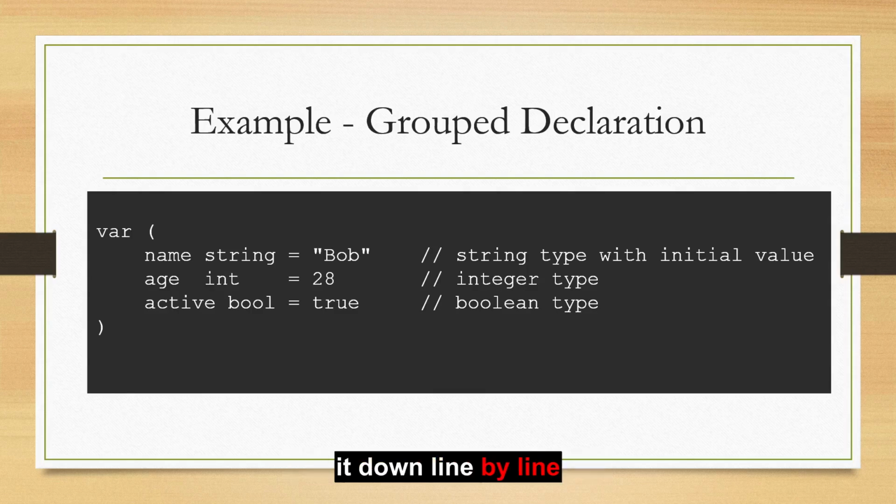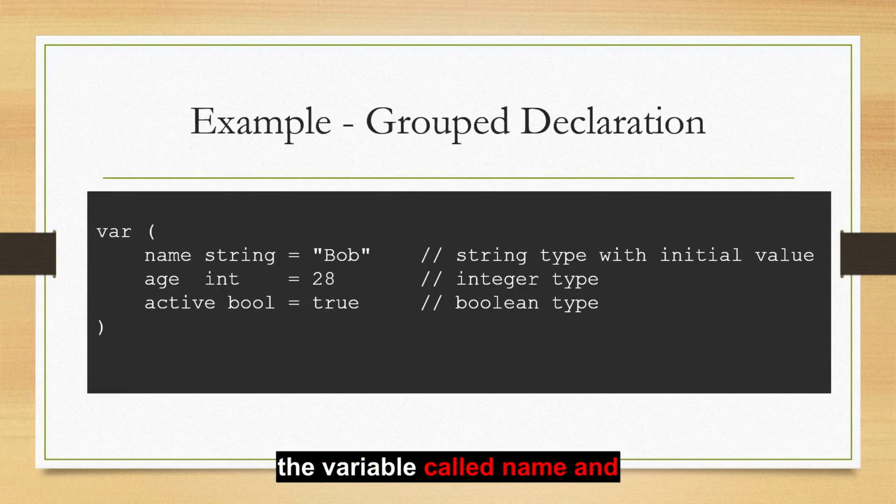Let's break it down line by line. So instead of writing var again and again for each variable, we are grouping them under one var block. This is super useful when you are defining multiple variables that are kind of related, like user details in this case. On the first line, name string equals Bob.